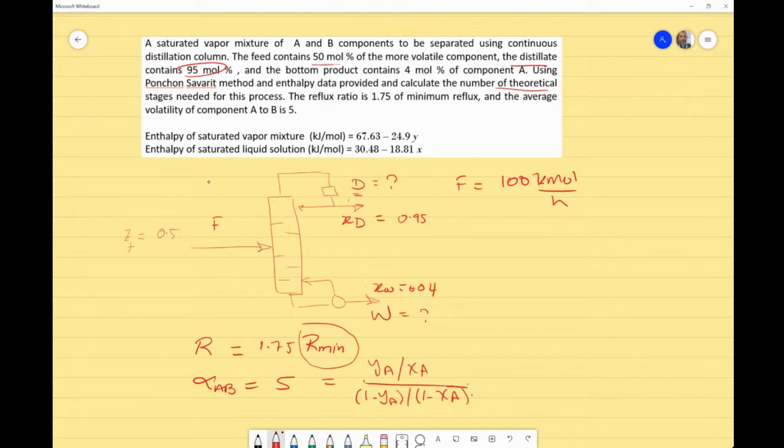Now we have the first equation, says 100 is equal to D plus W. The other equation is going to be for the more volatile component, so it's going to be 50 here, because 0.5 multiplied by 100 is going to be 50. It's going to be 0.95 D plus 0.